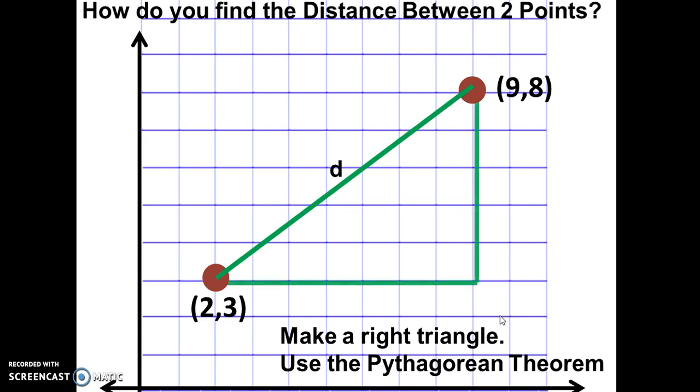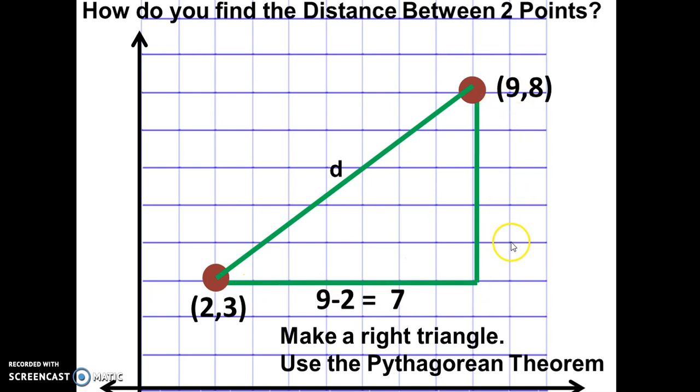So I'm going to make a right triangle like this. That's easy to do on a coordinate plane. And then use the Pythagorean theorem. In order to use the Pythagorean theorem, we need to know how long these sides are, or the legs. If this leg begins at the x value of 2, and this leg ends at the x value of 9, we can figure out the length of this by doing 9 minus 2, and the length of this must be 7.